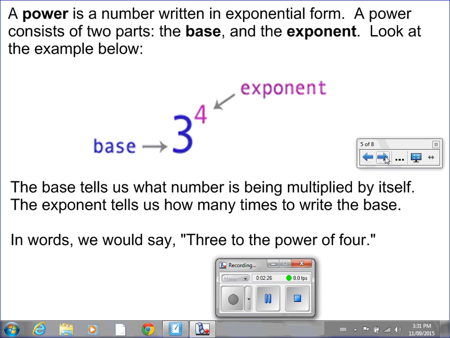A power is a number written in exponential form. A power consists of two parts, the base and the exponent. Let's take a look at this example. 3 to the power of 4: the base is 3, and the exponent is 4. The base tells us what number is being multiplied by itself. The exponent tells us how many times to write the base. In other words, we would say 3 to the power of 4.